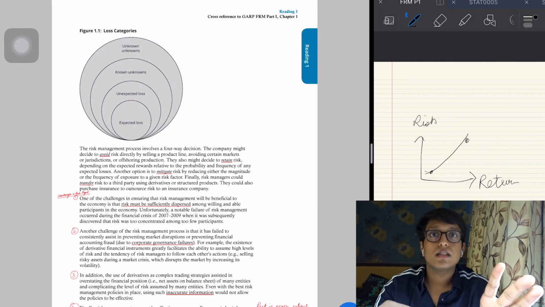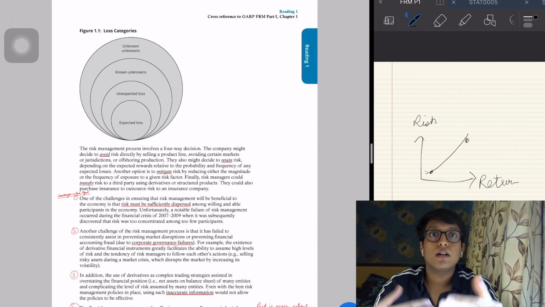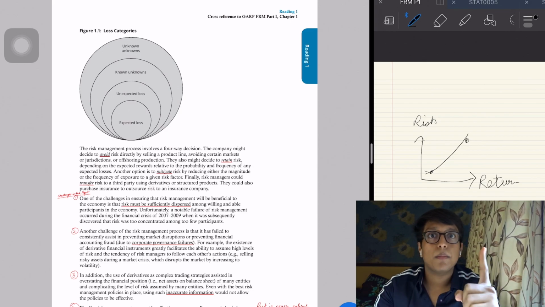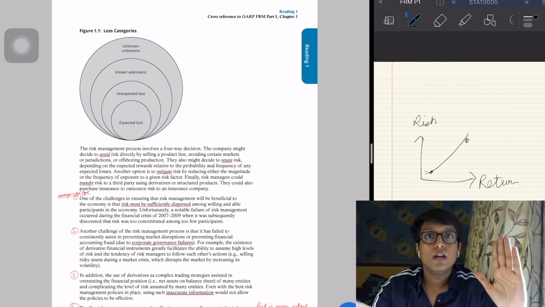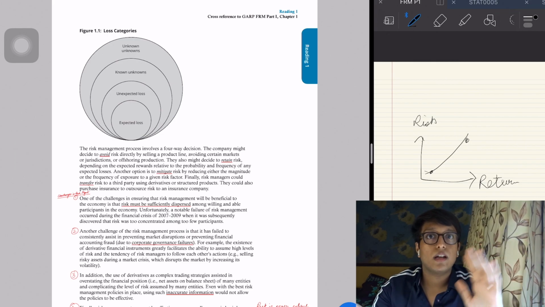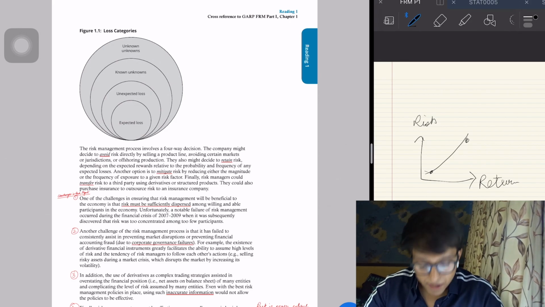And it doesn't need to be happening every month, every day, every year. It just needs to happen once, let's say once in a decade or even once in a century, and it'll wipe out hundreds of thousands of people's entire net worths. So that is again a challenge in the risk management process.